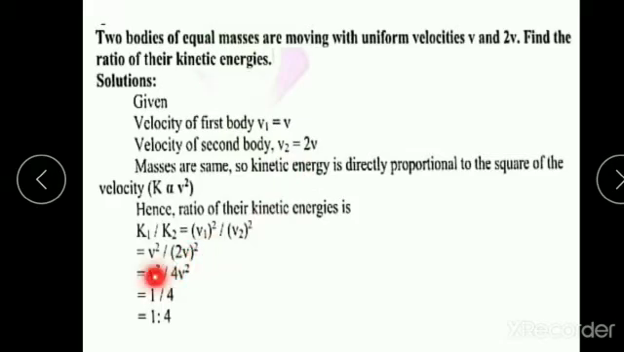So v square divided by 2 square times v square, that is 4 v square, right? So v square and v square will get cancelled. So you get 1 divided by 4, that is nothing but 1:4. The ratio of the kinetic energy is 1:4. Okay, did you understand this? So let's move on to the next one.